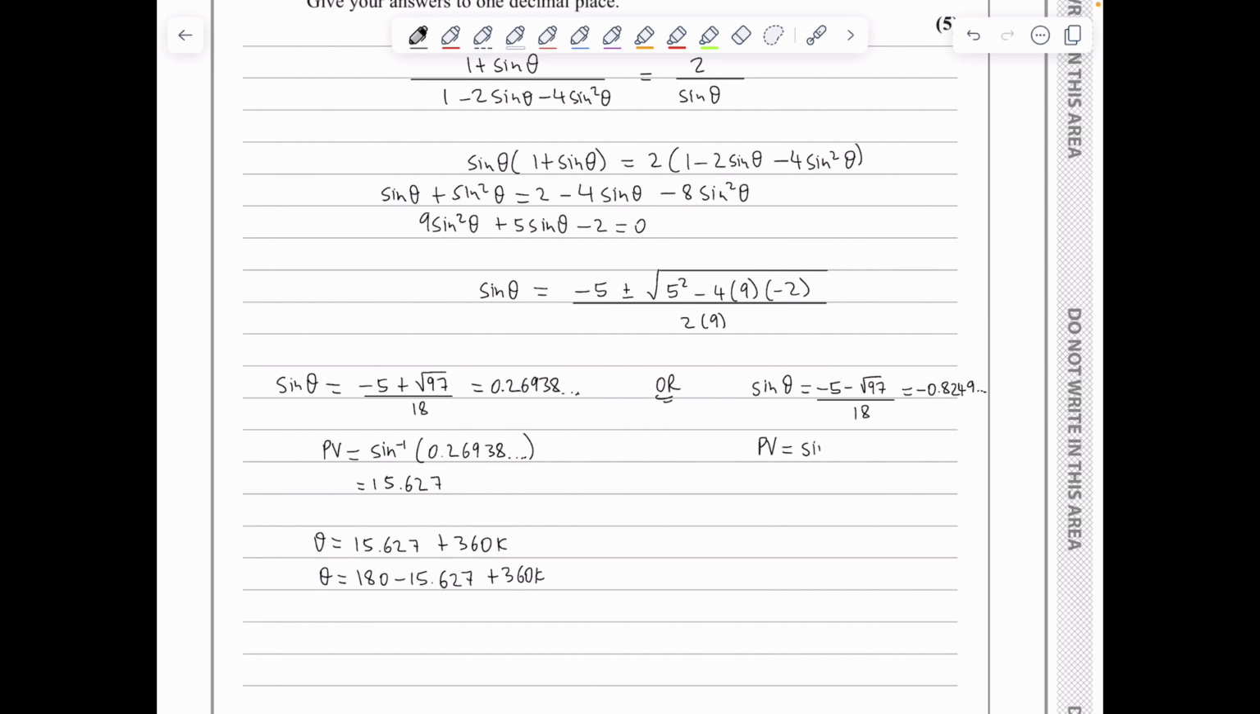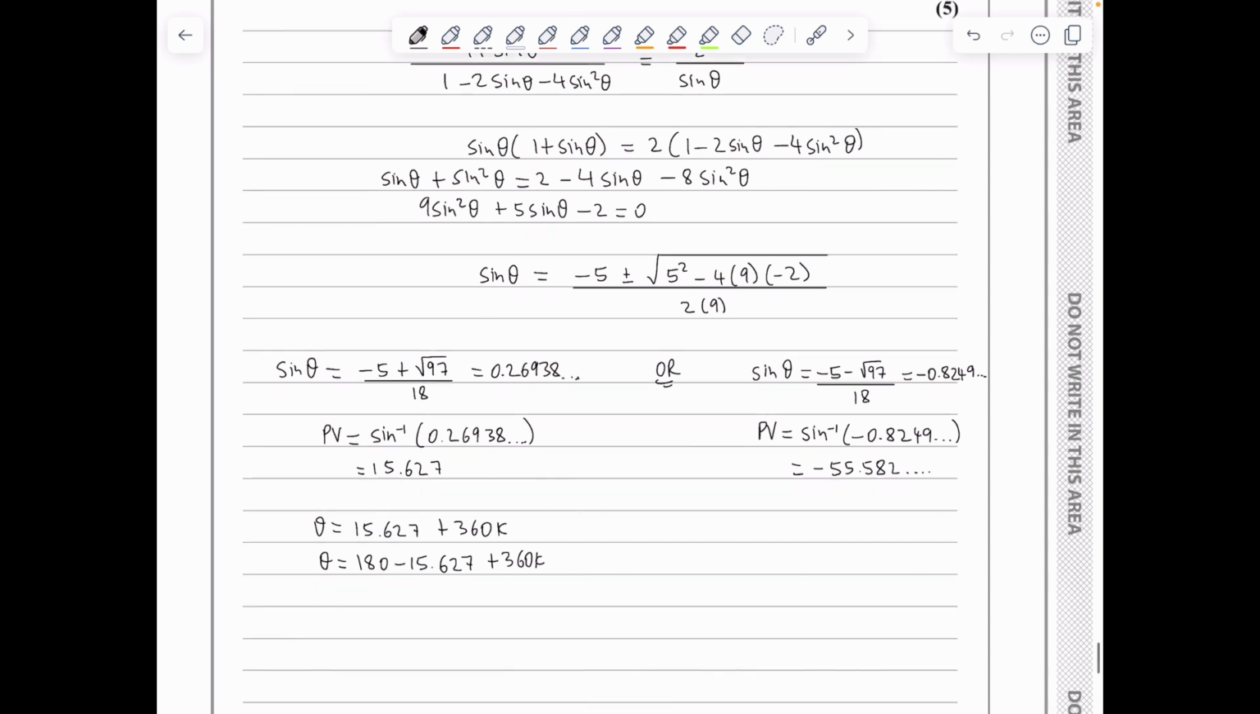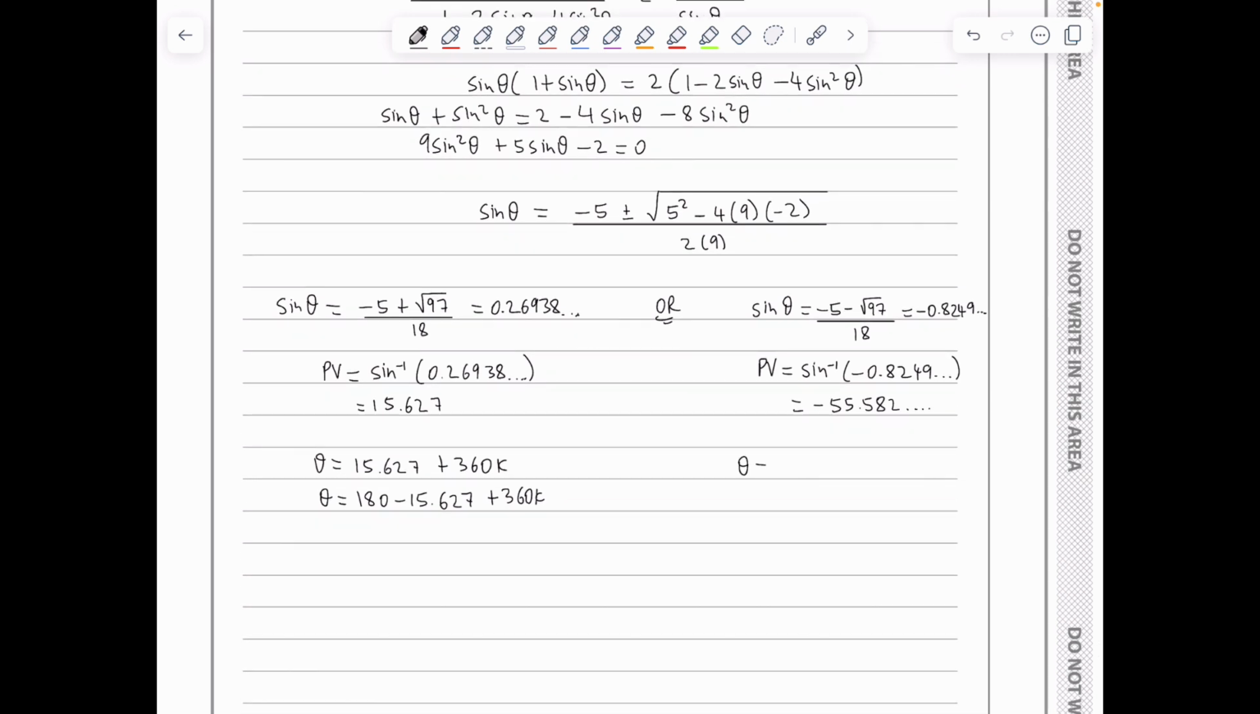is found by doing shift sine of negative 0.8249... So this gives an answer of minus 55.582..., and therefore we've got that theta is the PV plus 360k, or 180 minus the PV plus 360k. Remember, the 360k is because of the periodicity of the sine wave. K attains integer values, positive, negative, or 0.